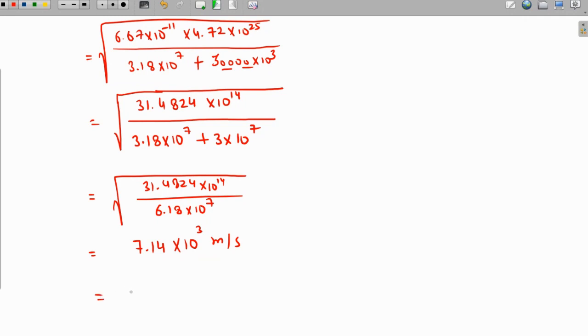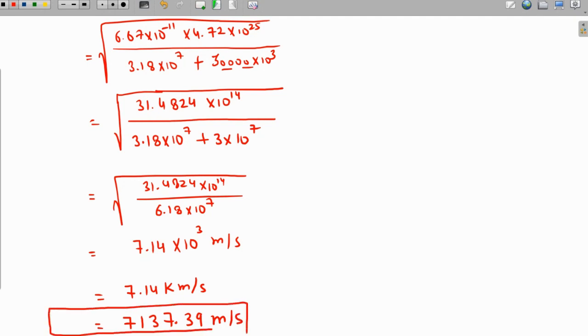Or this can also be written as 7.14 kilometers per second, but that's not a great way to represent it. Or if you want to get rid of the power of 10, it can be written as 7137.39 meters per second as well. So either we can write it like this, or we can write it as a power of 3, perhaps in scientific notation like this, as our final answer.